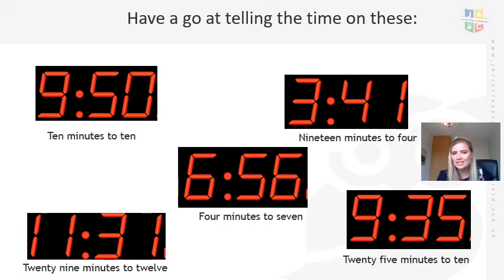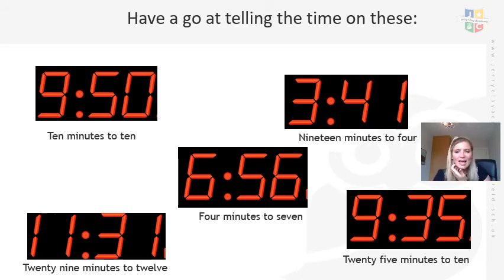For the middle one, for 6:56, again, we know there's 60 minutes in an hour, so if we do 60 take away 56, we can count up 56, 57, 58, 59, 60. I know that this tells me that there are 4 minutes left, so it'll be 4 minutes to 7 because we've already gone past 6.